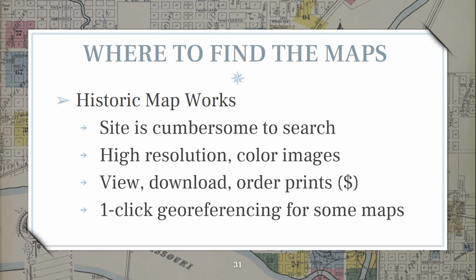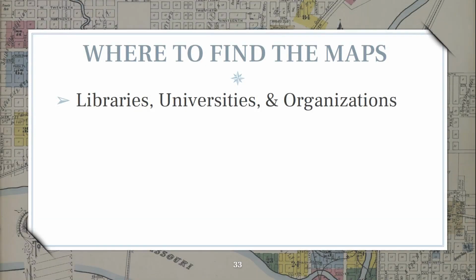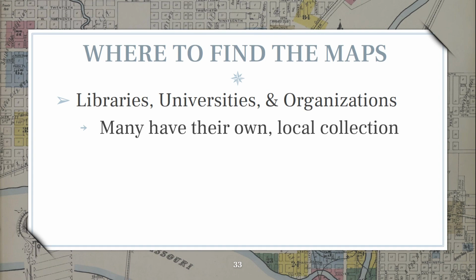Now, georeferencing is the process of placing one map or image over another with coordinated points, and it's helpful for seeing how an area has grown over time. Here's an example of Historic MapWorks georeferencing. This is an 1888 Sanborn map of Washington, D.C., which has been georeferenced over a present-day Google satellite image of the same area. Finally, many libraries, universities, and other organizations have their own online collections of fire insurance maps.